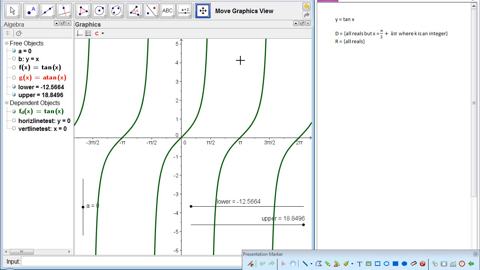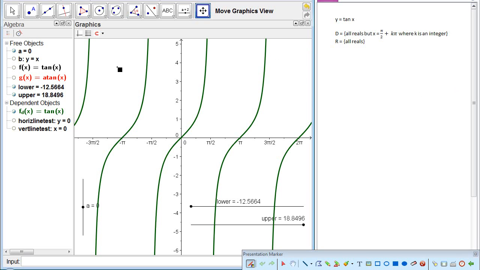This lesson is on the inverse tangent function. And before we go any further, let's look at the tangent function's domain and range. Domain is all reals, but x equals pi over 2 plus k pi, where k is an integer. Why are there restrictions at pi over 2 plus k pi again? Well, let's just remember a couple of things.